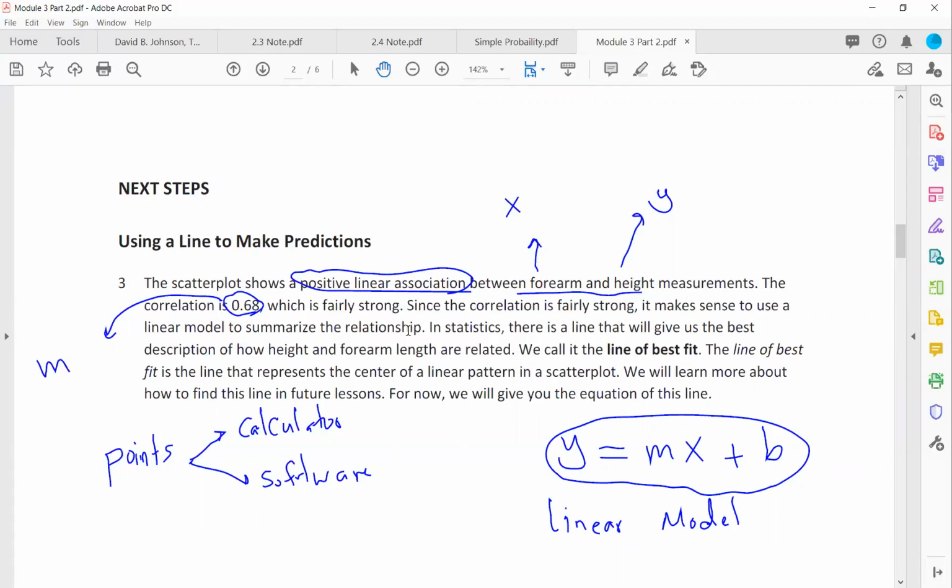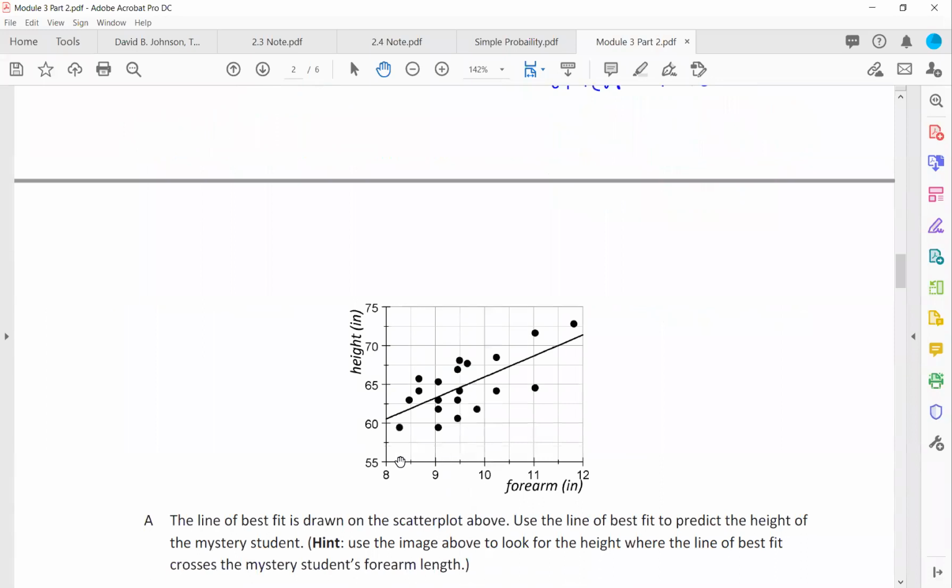To summarize the relationship, in statistics, there is a line that will give us the best description of how height and forearm length are related. We will call it the line of best fit, or another name for it is the regression line. The line of best fit is the line that represents the center of a linear pattern in a scatter plot. We will learn more about how to find this line in future lessons. Very well, for now, we will give you the equation of this line. Here we go. This is your line, and this is your scatter plot.